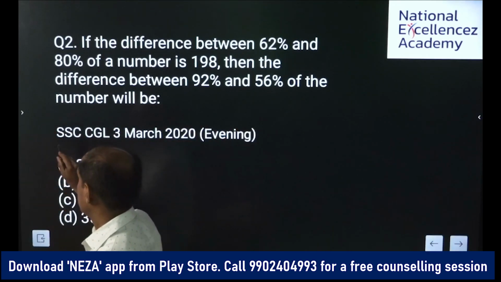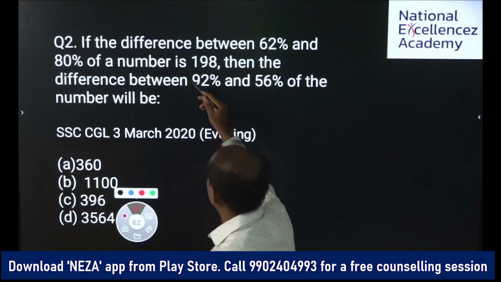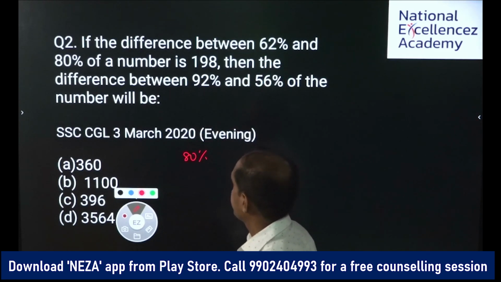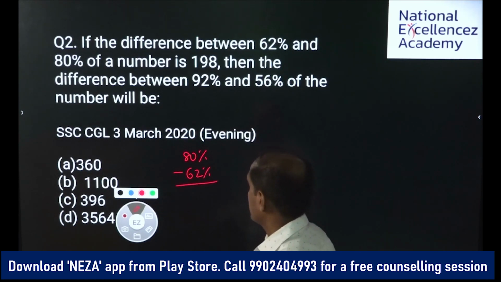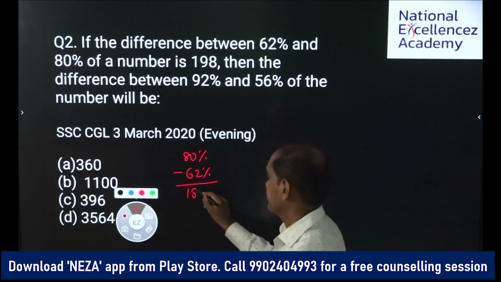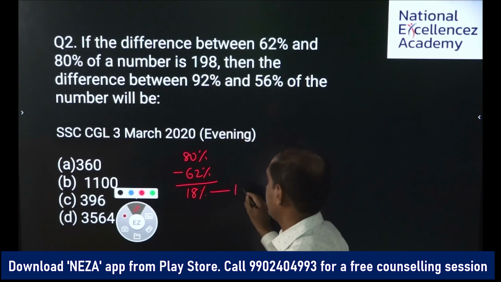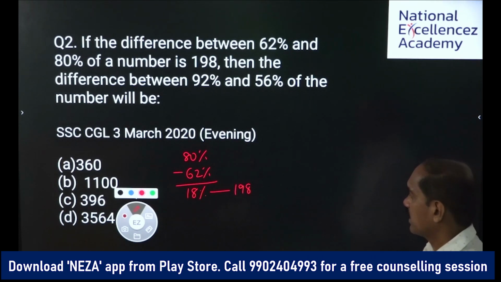62% and 80%. 80% minus 62% will be how much? 18%. 18% is 198.